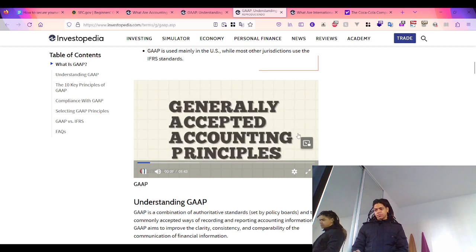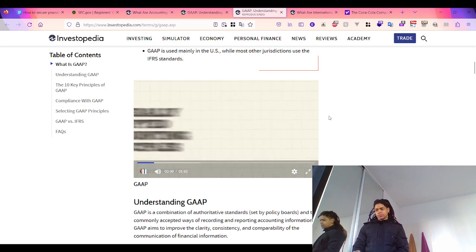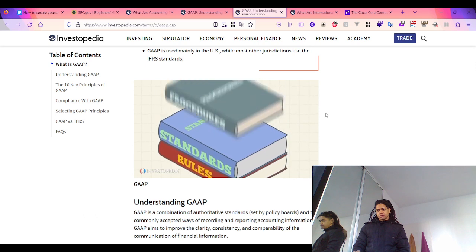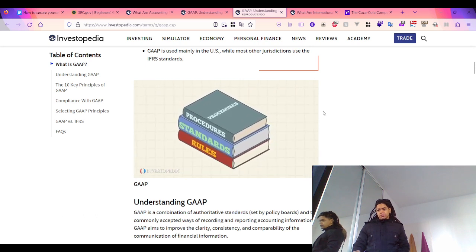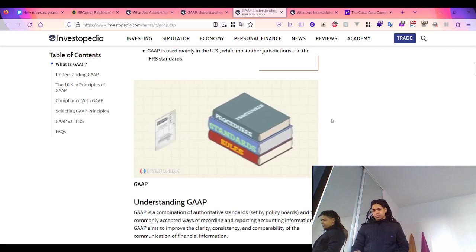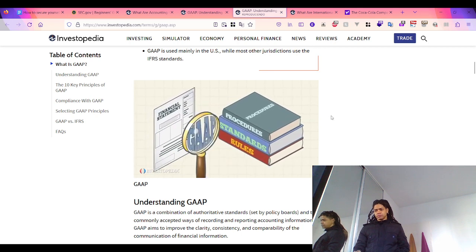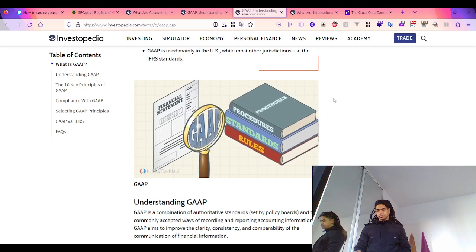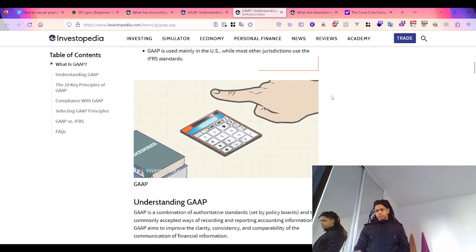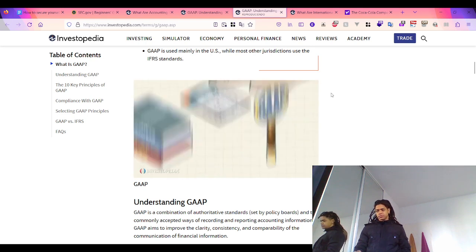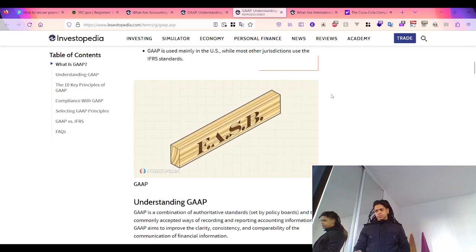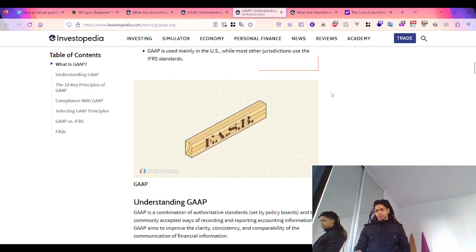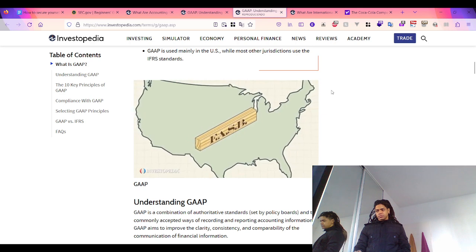Generally accepted accounting principles, or GAAP, are a set of official rules, standards, and procedures that publicly traded companies are required to use in preparing their financial statements. GAAP standards dictate how companies record and report their financial data and are used to ensure consistency and accuracy in accounting practices. The Financial Accounting Standards Board, FASB, is the source of most GAAP rules in the United States.